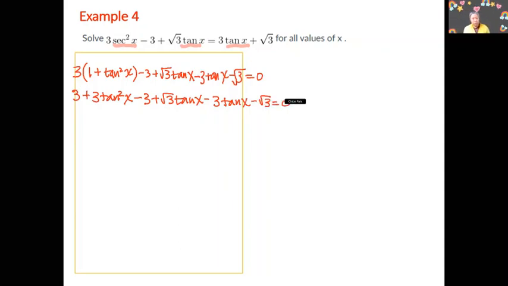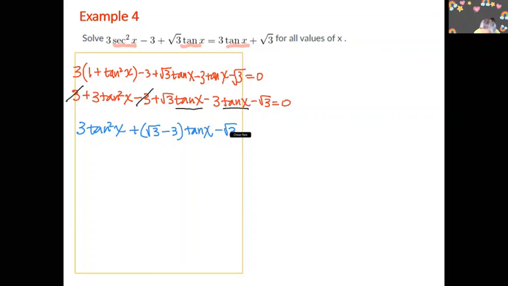So now what we have to do is recognize like terms and combine. Good news, there are some terms to cancel. I notice 3 there, negative 3 there. And do we see any more like terms? Here, this is tangent x and that's tangent x, but the coefficients are different. But we can still combine them by factoring the tangent x out. So it will be rewritten as 3 tangent square of x, plus parenthesis radical 3 minus 3 tangent x, minus radical 3 equals 0.